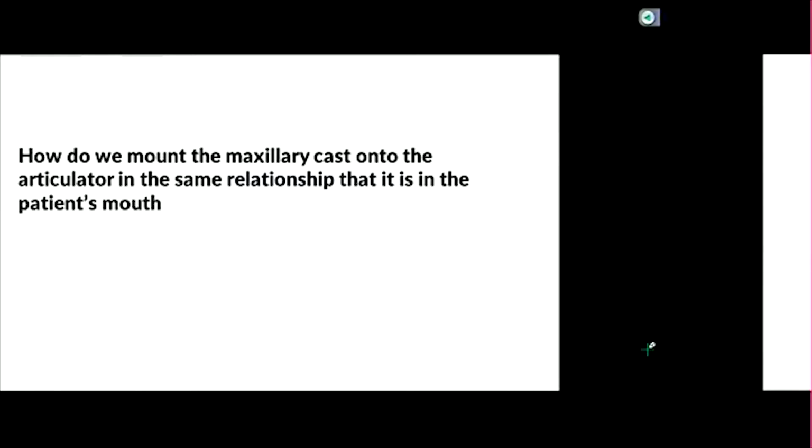How do we mount the maxillary cast onto the articulator in the same relationship that it is in the patient's mouth? Again, remember, it's important for us to mount that cast in relation to the hinge on this articulator the same way as it is in the patient's mouth, because we want the correct arc of movement as we're designing our crown in the lab on this articulator. So the question is, how do we get to that point?